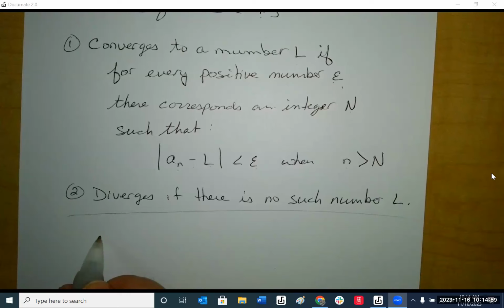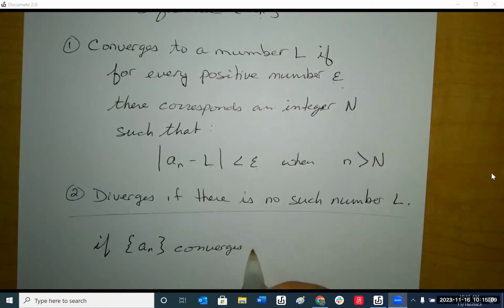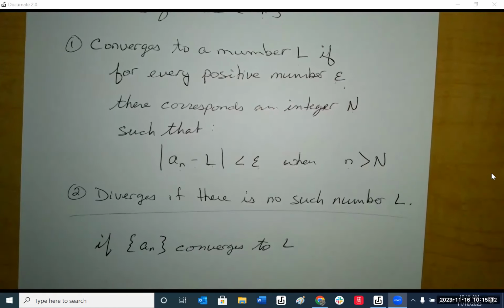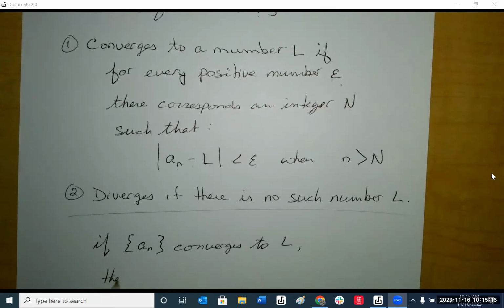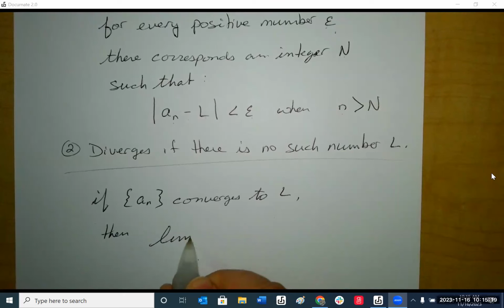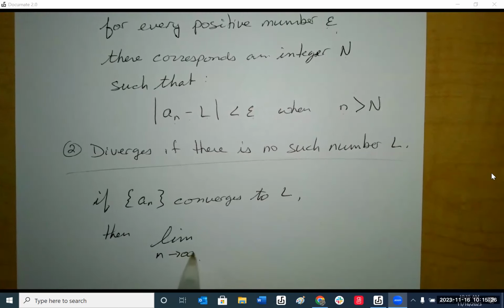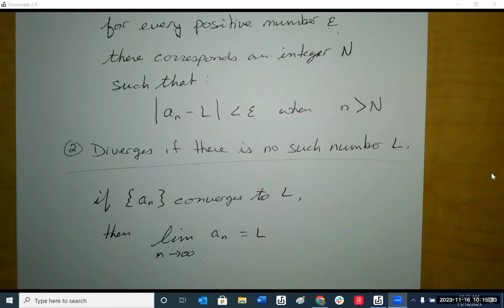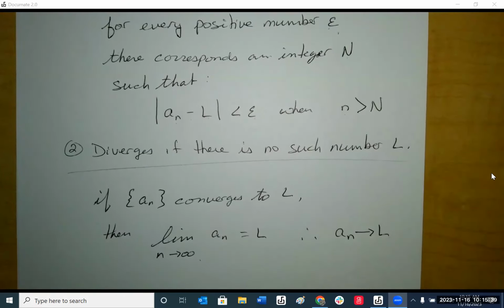Let's see how we write that. If the sequence a sub n converges to L, then we write the limit as n goes to infinity of our sequence equals L. Basically, it's saying that a sub n goes to L. So L is the limit. All right, so that's what we're going to be looking at.